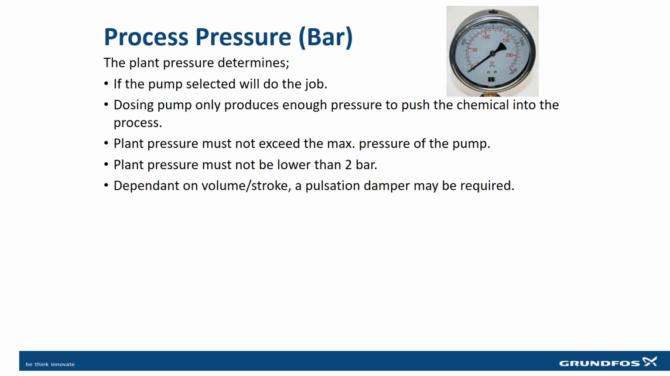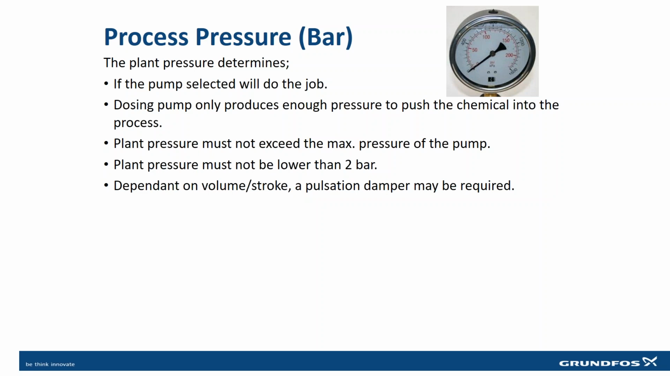Another important factor is the plant process must not be lower than 2 bar. When we're dosing into an open discharge line, there is no back pressure to force the gravity seating valves in the pump to close. So it's important that there is some back pressure there for the pump to dose accurately to deliver the required amount of chemical.